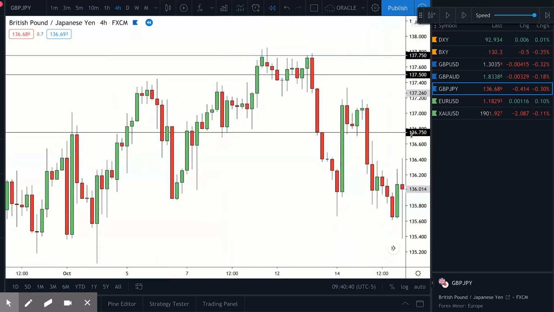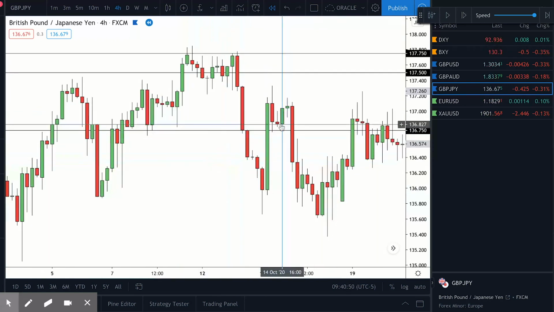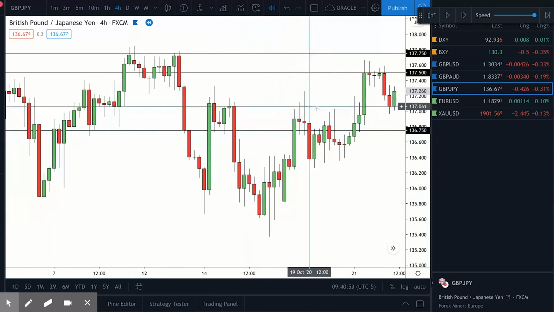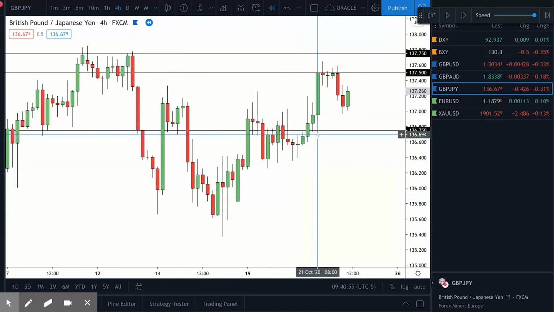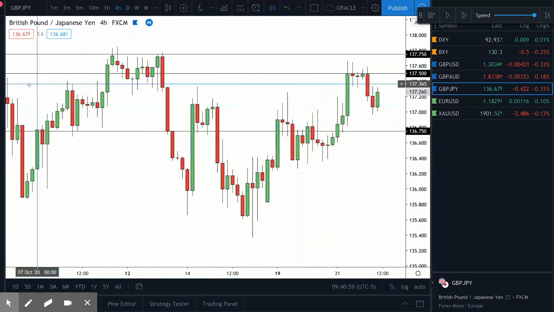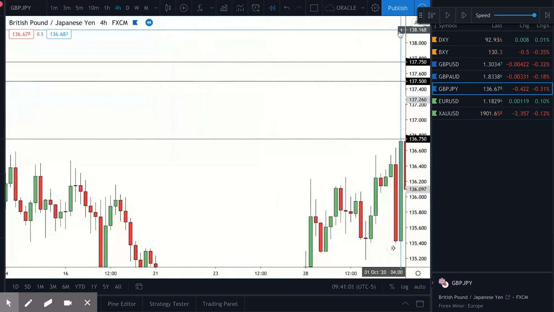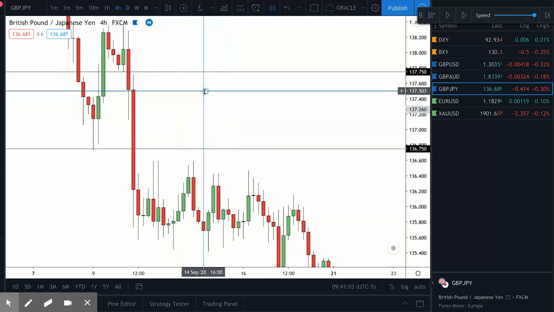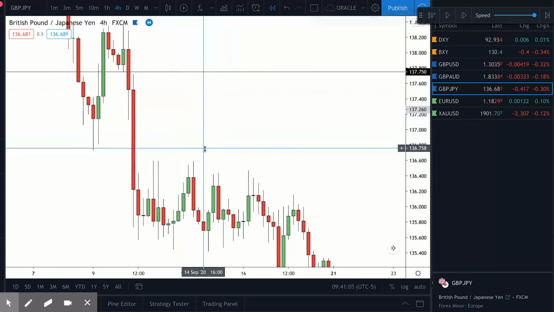So very clear to see 136.750, multiple reactions: resistance, support, resistance, resistance, support, support, resistance, support, so many reactions. And we can see again up here, we have all of these reactions respecting these levels. So as you can see, they're very accurate levels, and essentially the only levels we need to focus on.